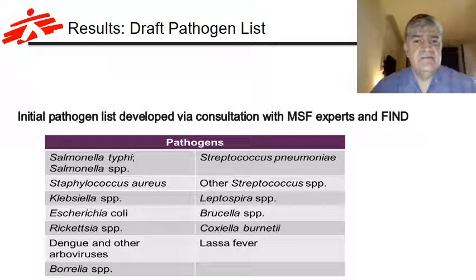The first list of pathogens was developed through consultation inside MSF and with experts at FIND, and we will continue this process. The pathogens we looked at have high prevalence and high mortality, like Salmonella or Staphylococcus. Others, like Lassa fever, are in some way an exception in this list, but it is often a difficult-to-diagnose fever, so for that reason we included it.